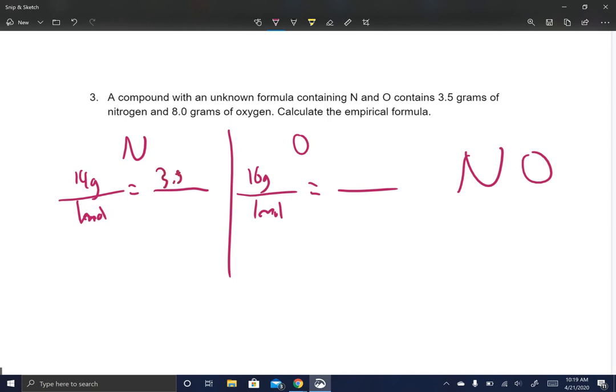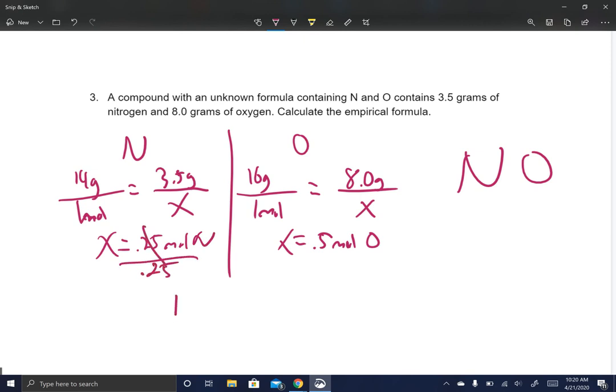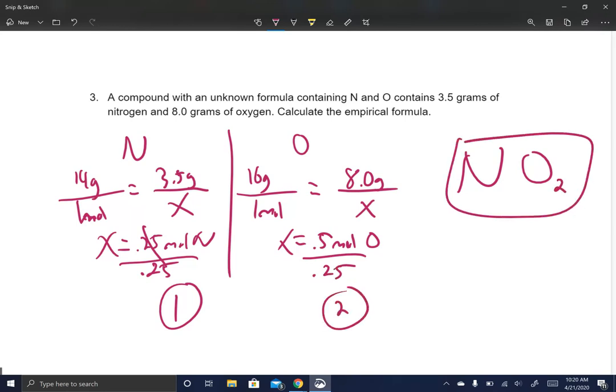We have 3.5 grams of nitrogen. How many moles? Oxygen, we have 8 grams. How many moles? I know that's 0.5 moles of O. And this is going to be 0.25 moles of N. So divide by 0.25, that's 1 atom of N. Divide by 0.25, that's 2 atoms of O. NO2, nitrogen dioxide, a harmful gas released from the combustion of fossil fuels.